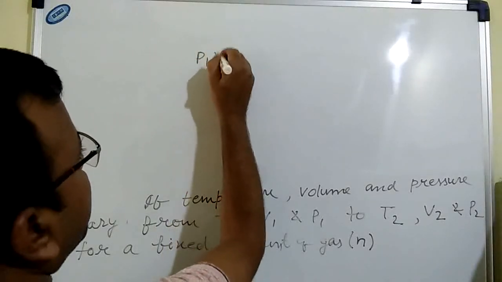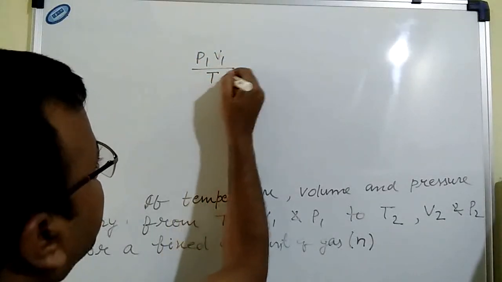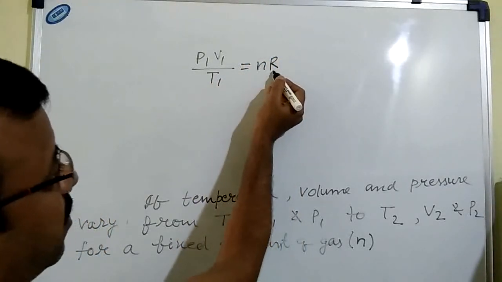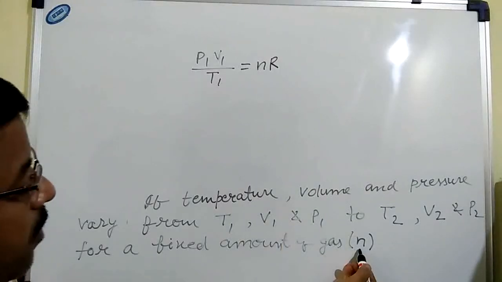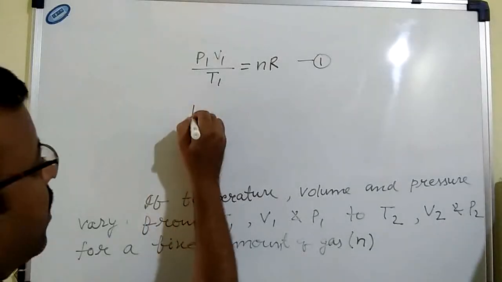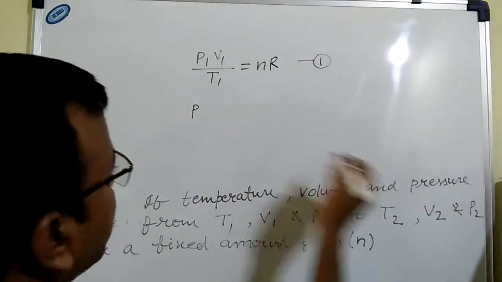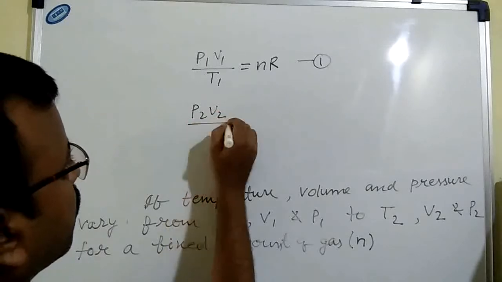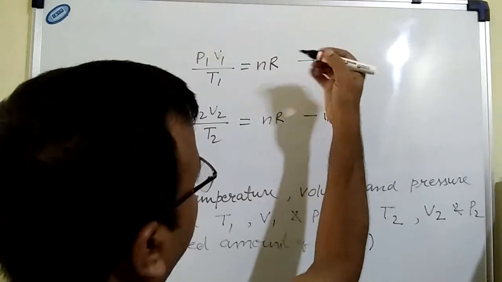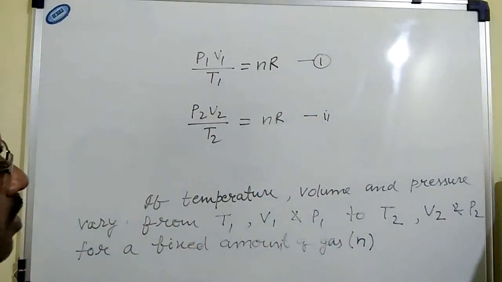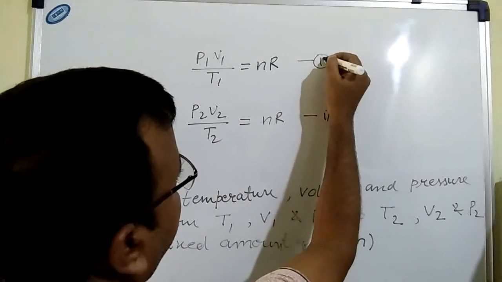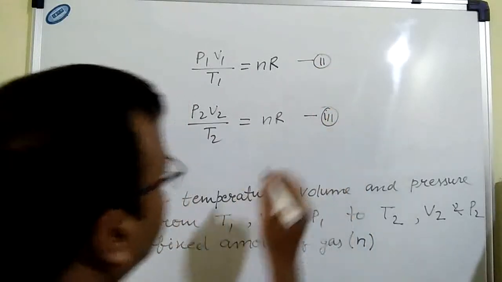P1 V1 by T1 is equal to nR. This is constant and this is also constant because we have taken a fixed amount of gas. Let this be equation 1. And for the other, when it changes to P2, V2 and T2, we can write P2 V2 by T2 is equal to nR. This is equation 2 and this is 3.